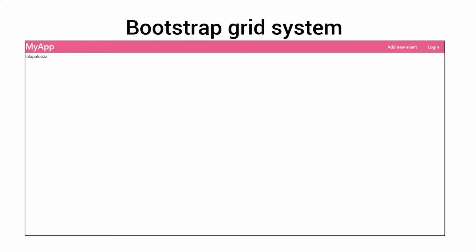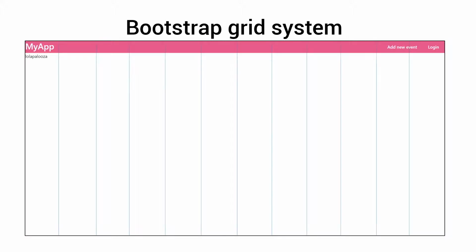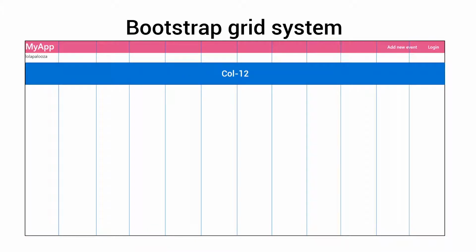So here we got our web page. Our app is on the left side and our buttons on the right side. And what Bootstrap does is it puts a grid of 12 columns on our page, as you can see here. So if we give our elements a class of col 12, it will space the element with that class across the whole page or the whole width it can get.